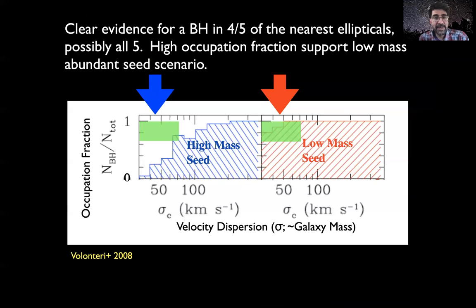The result of this is that there's clear evidence for a black hole in 4 of the 5 nearest ellipticals, possibly all 5. There's a weaker detection in 1. And then that in turn suggests that there's a high occupation fraction down to around 10 to the 9 solar masses in galaxies. And that tends to support a low mass black hole seed formation scenario, in particular like population 3 stars.